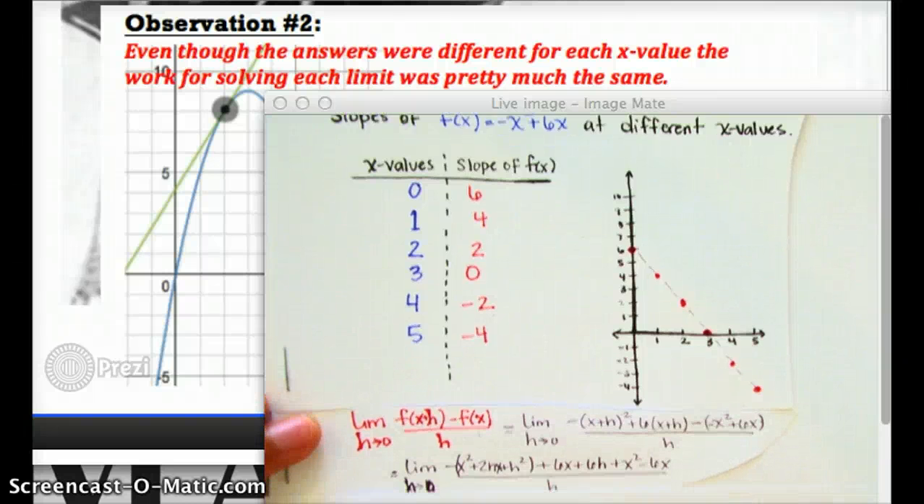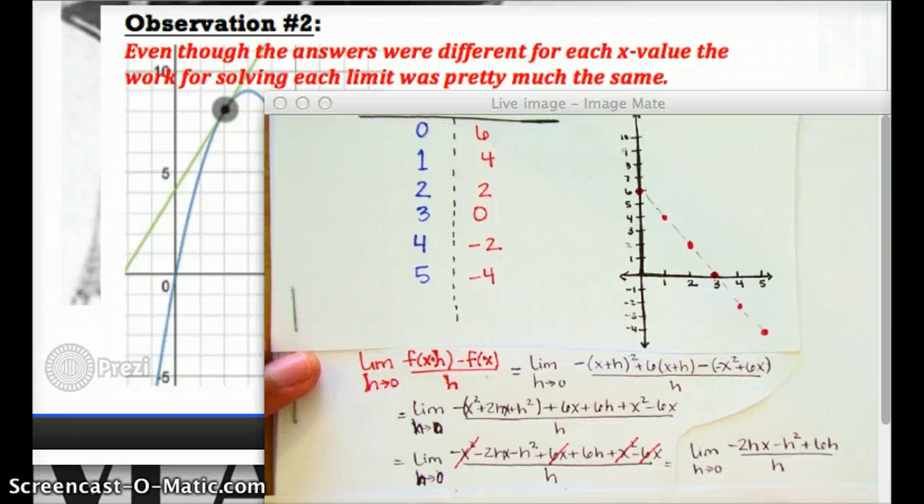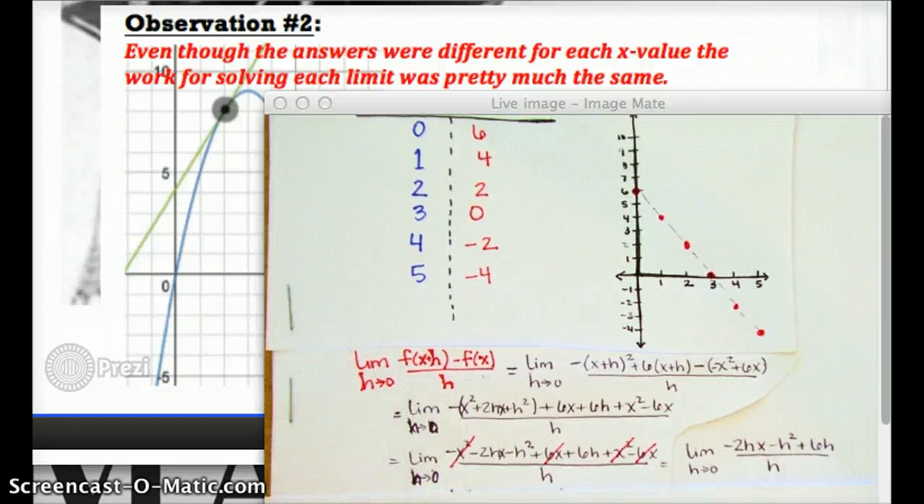When I simplify this, which takes a couple steps, I notice that some terms do cancel out. It's not as many terms as canceled out before, but the negative x squared and the positive x squared, and the 6x and the negative x. What I'm left with is 2 times h times x.